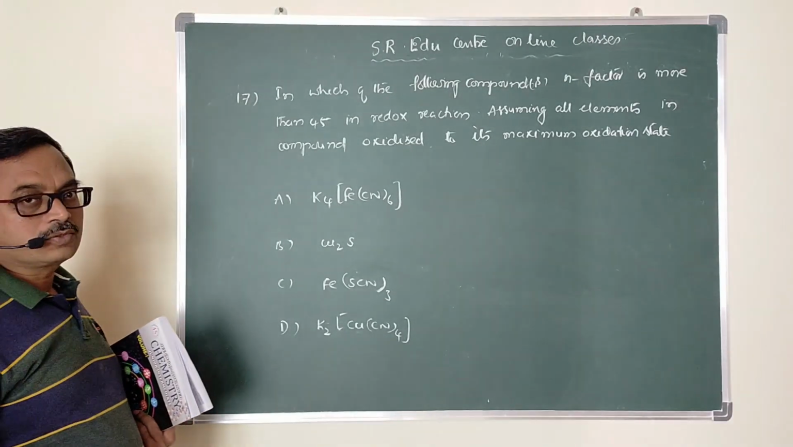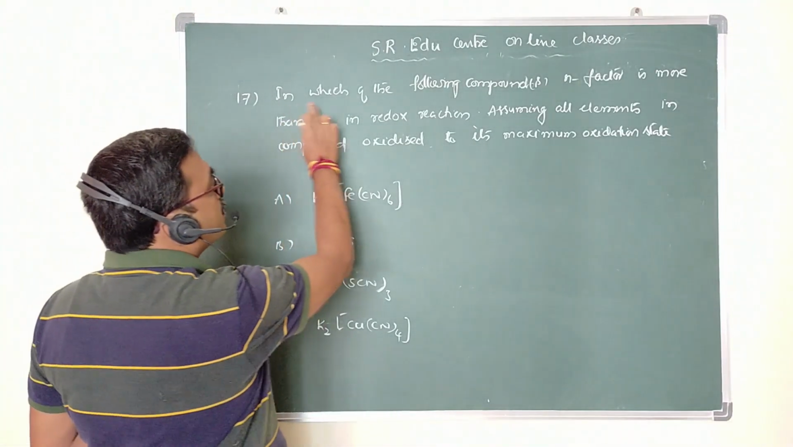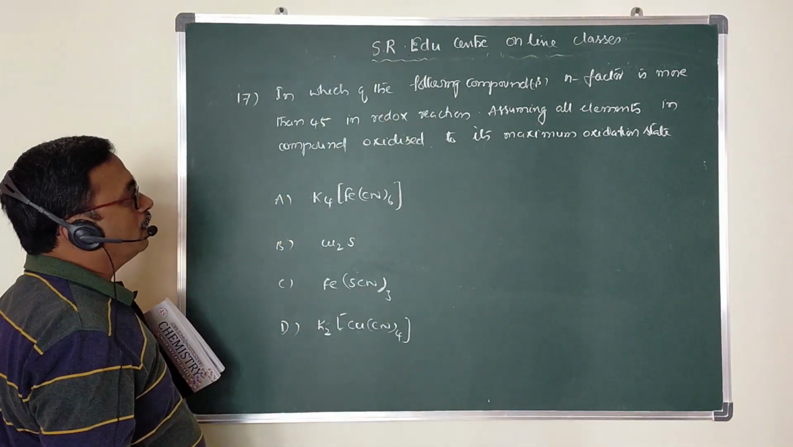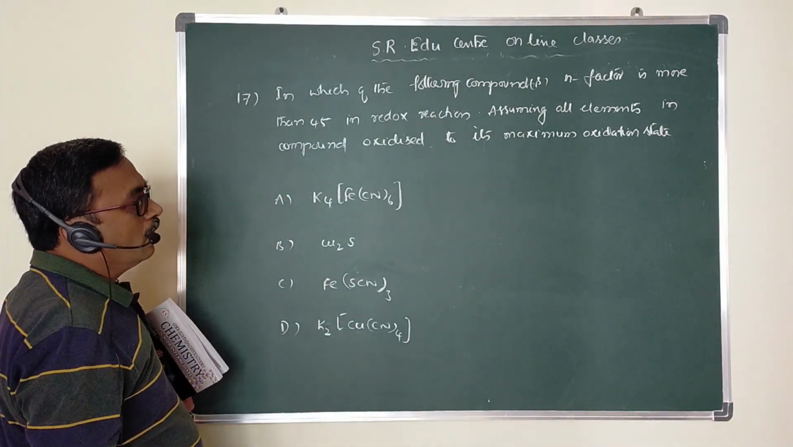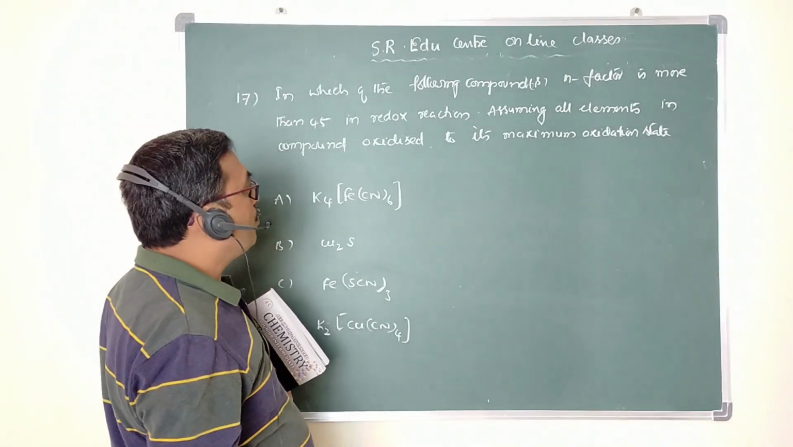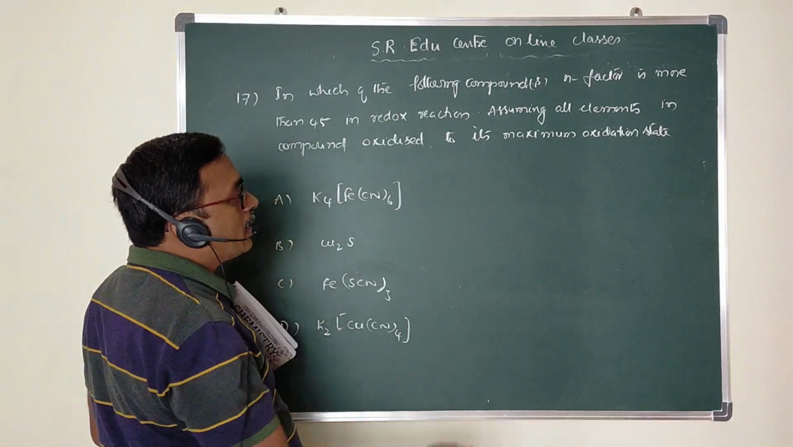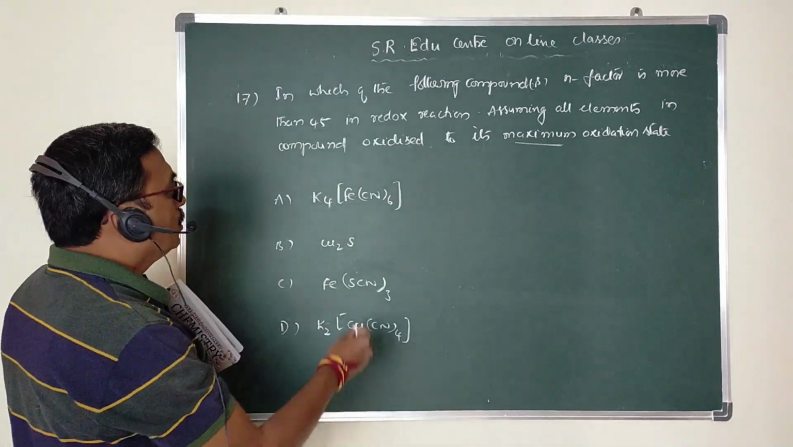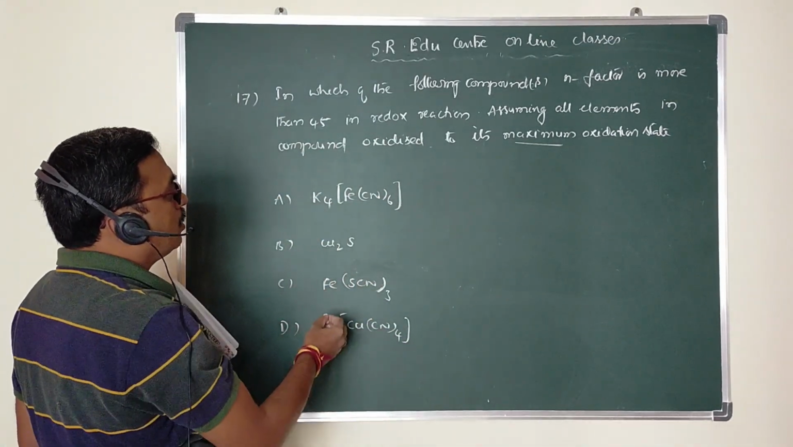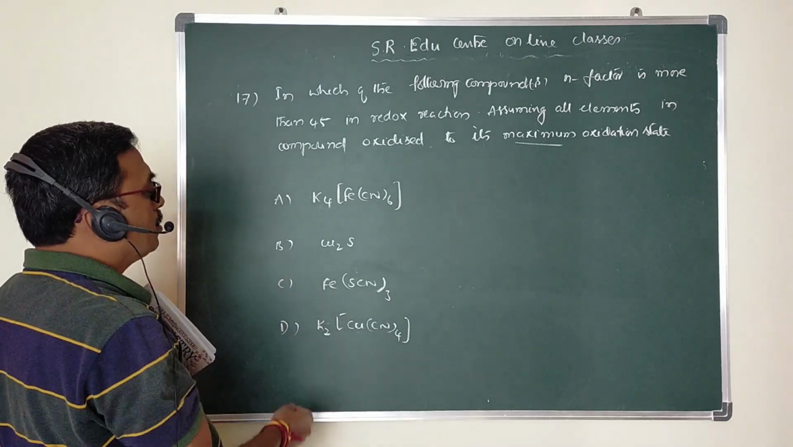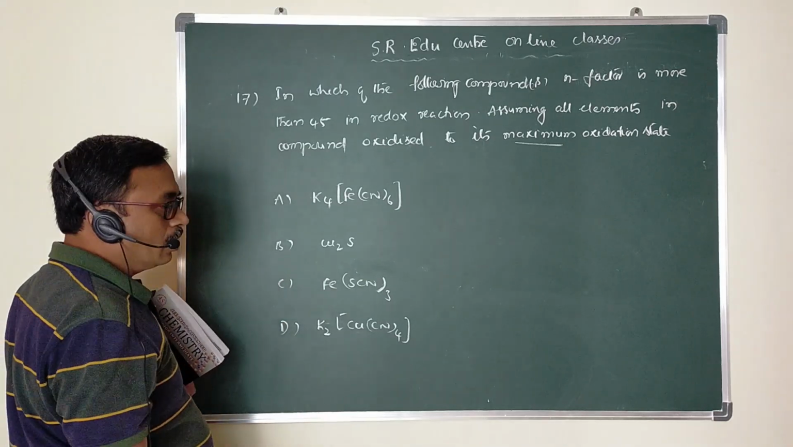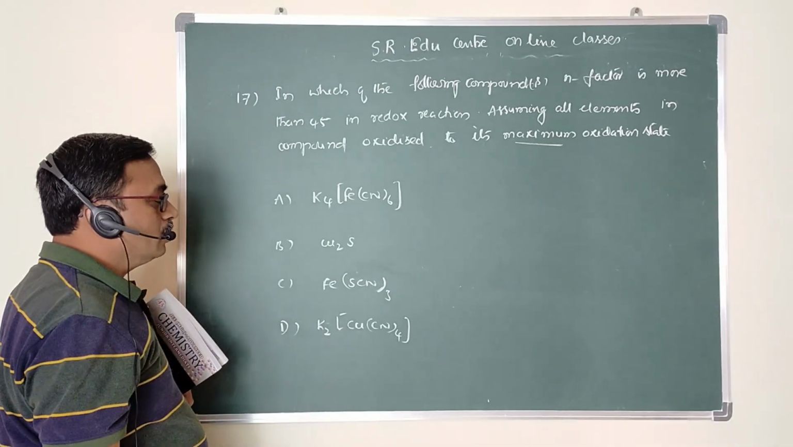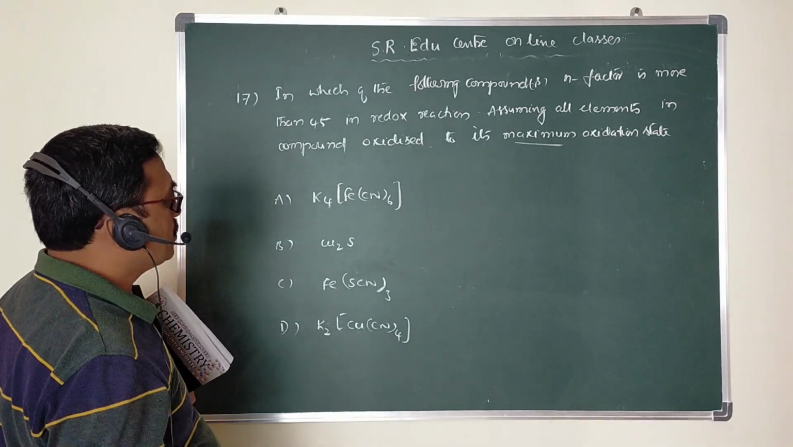Next question is question number 17. In which of the following compounds is the N factor more than 45 in a redox reaction, assuming all elements in the compound oxidize to their maximum oxidation state? This is very, very important. See, option A is K4Fe(CN)6, B is Cu2S, C is Fe(SCN)3, and D is K2Cu(CN)4.